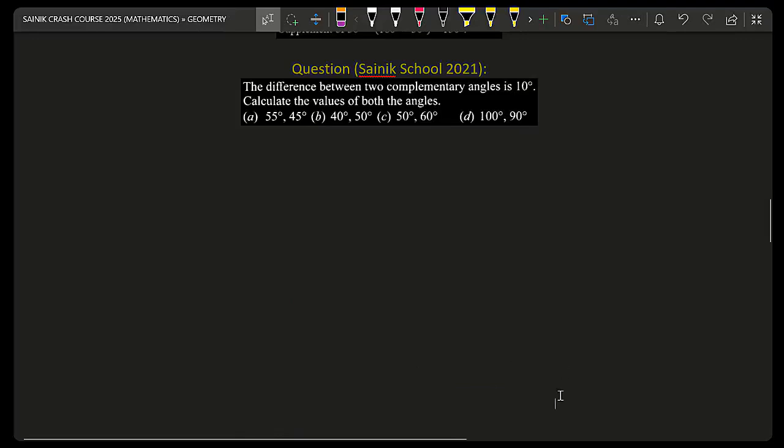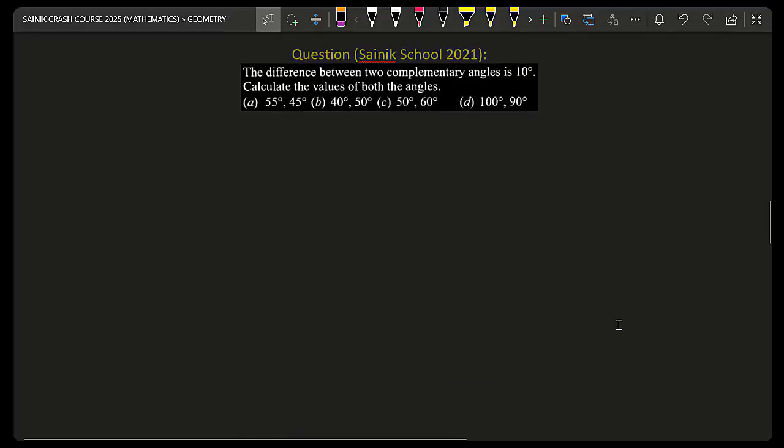Next question. In this space of angles we got in 2021 paper, the difference between two complementary angles is given 10 degrees. Calculate the values of both the angles. Who will answer this?